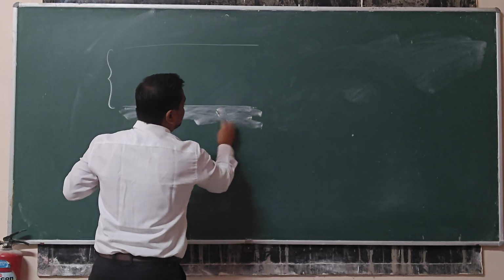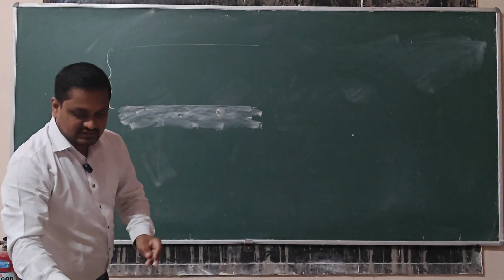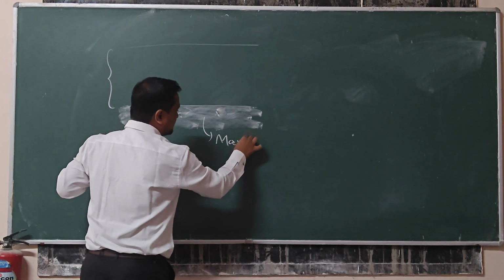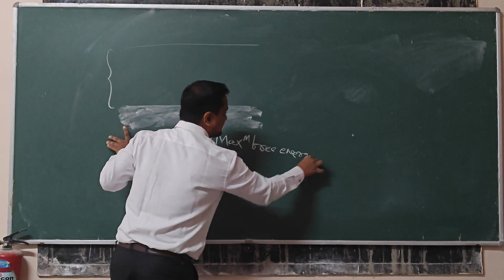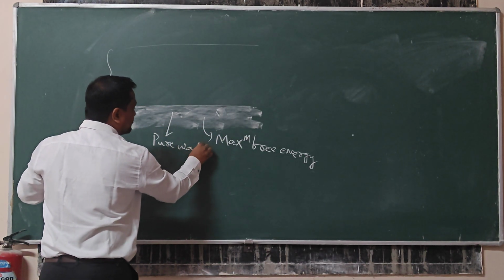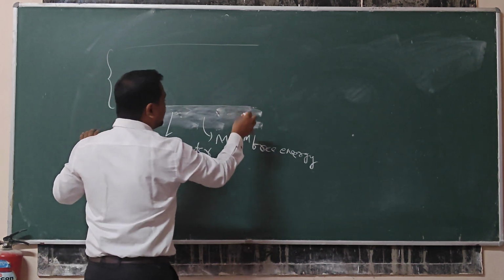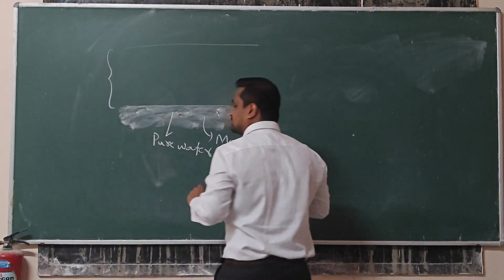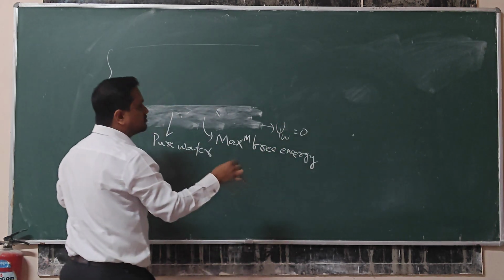This is your groundwater zone. Here there will be no effect of any forces. So the water here acquires maximum free energy, and we can also call it pure water. There are no forces acting except the atmospheric pressure. Here your energy status is maximum, and the potential of water is 0.